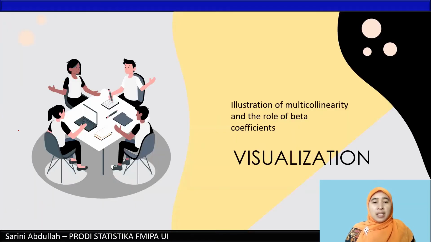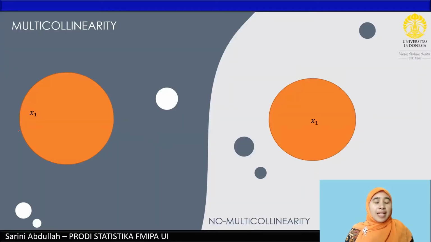Now, in this session, we will try to illustrate that concept through visualization, in the hope that it will be easier for us to understand. So let's say we have a multiple linear model, that is expected y, and in this illustration, we will just use two predictor variables to make it simple. So they're represented by beta naught plus beta 1 x1 plus beta 2 x2.